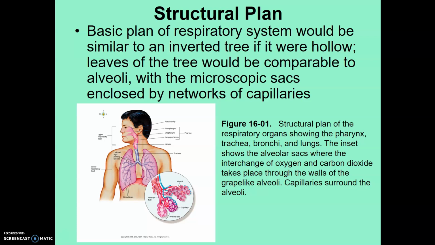And if you want to think about that as a tree turned upside down, the alveoli would be the leaves, the branches of the bronchioles would be the branches, and then the trunk would be the trachea. And we'll talk about each individual detail as we go along through this lecture.